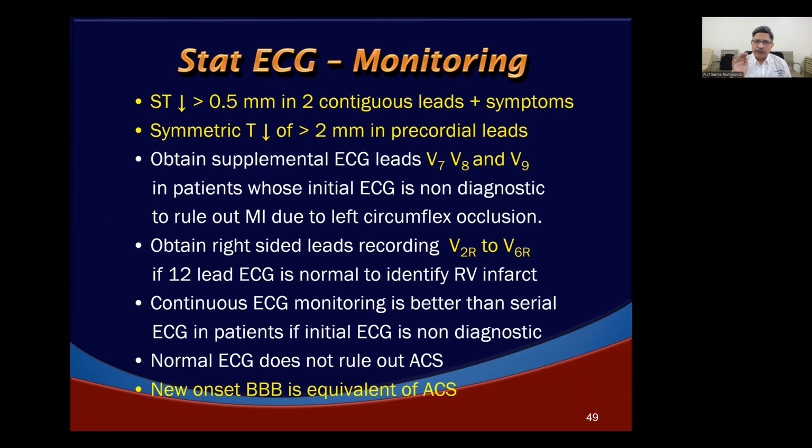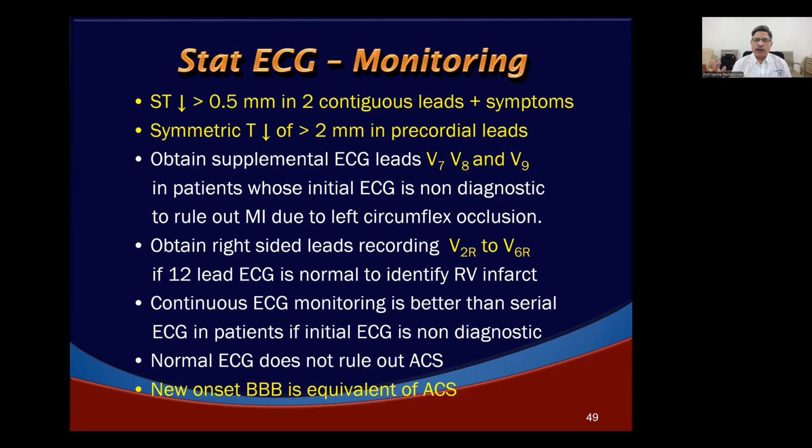If the patient is symptomatic, and still you don't have the ECG changes expected, look for V7, V8, V9 also. Because the initial diagnosis could be missed by not doing the extended leads. This is for left circumflex occlusion. Also, when the heart is rotated and a lot of LVH is there, V5 may not show any changes. Besides V5, V6, you do V7, V8, V9 also.